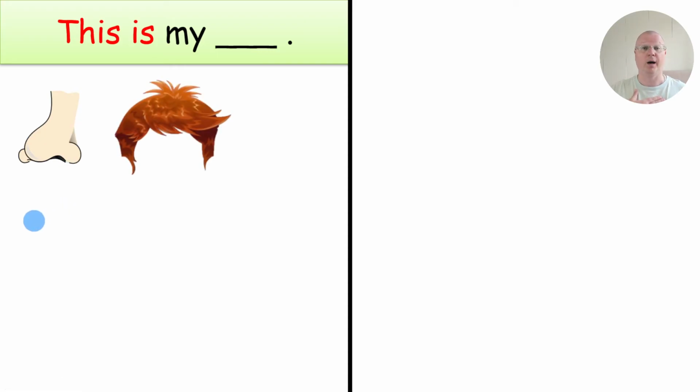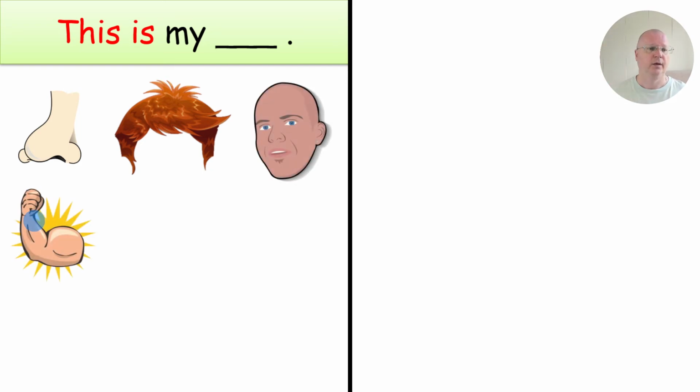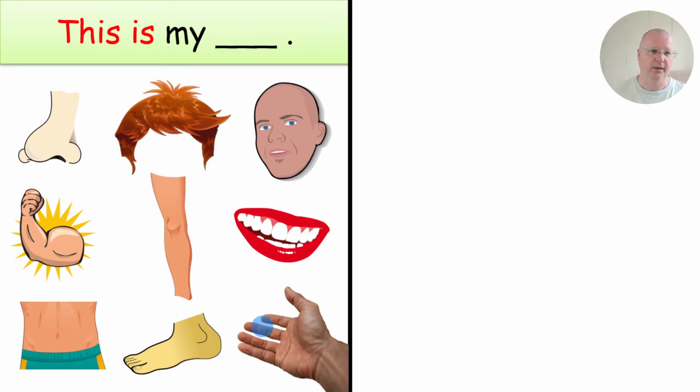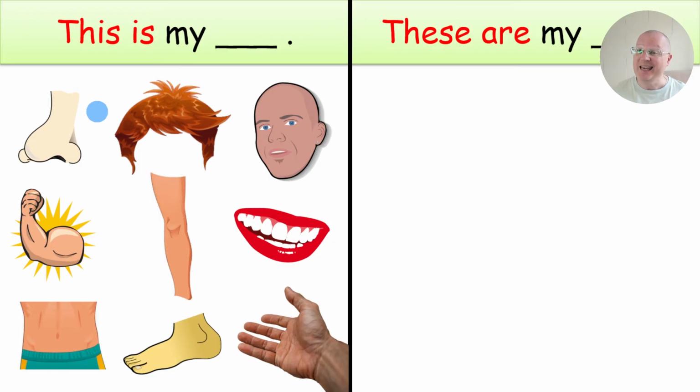You say, this is my, the whole class says, hair. This is my head. This is my arm. This is my leg, mouth, belly, foot, and hand. Yeah. And they can see that this is just one object, one thing, one body part. And next one is, these are my toes. So it's plural. Yeah. If we have more than one object, more than one thing, we use these. This is short. These is long.